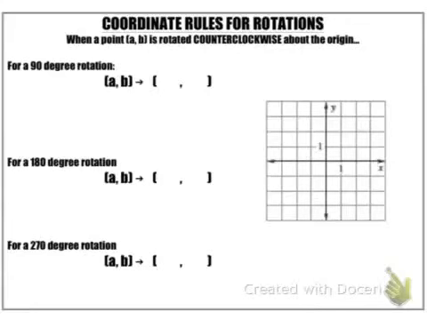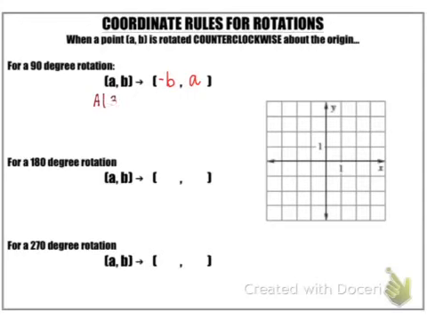Okay, so these are the rules that we are going to use for performing rotations. When a point (A, B) is rotated counterclockwise about the origin, and it's important that it says counterclockwise, we're going opposite the way that a clock normally goes. So let's check out a 90-degree rotation. For a 90-degree rotation, our coordinate rule goes from (A, B) to (-B, A).